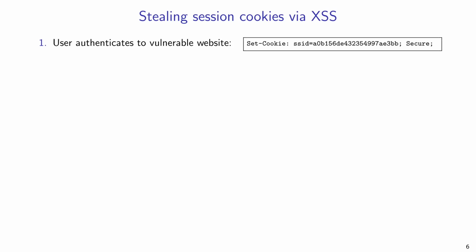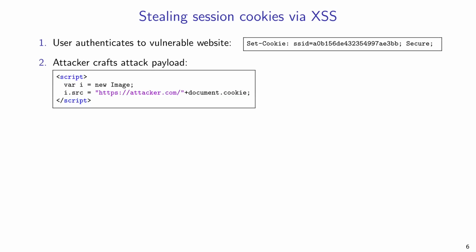First, a user has to authenticate to the vulnerable website, and as a response, the server will set a session cookie. So the goal of the attacker is to steal this cookie. Let's assume that the attacker has found a reflected XSS vulnerability in the website, and the attacker now crafts an attack payload which should submit the user's cookie to attacker.com. So what this script does is that it creates an image object in memory and sets the source attribute to this path. The path is constructed by appending to attacker.com the value contained in the document.cookie object.